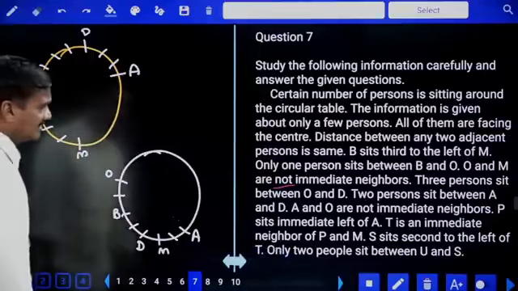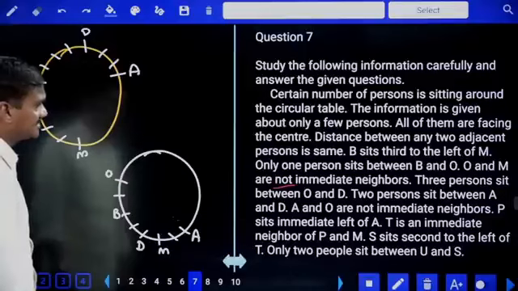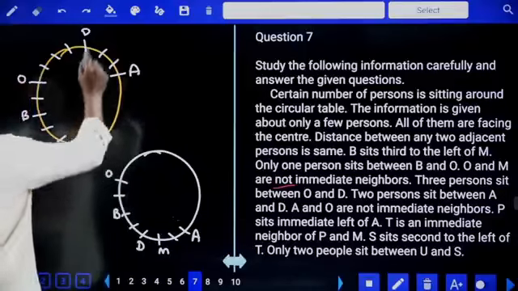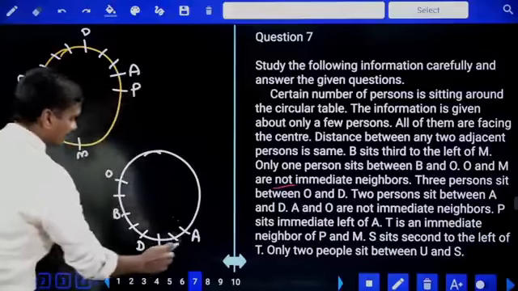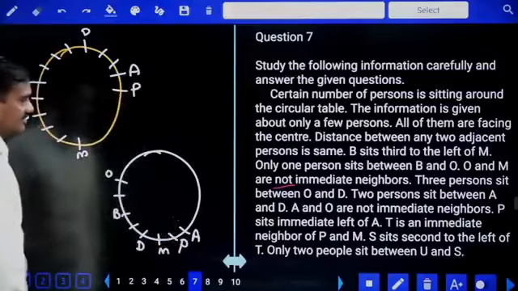And next one, A and O are not immediate neighbors. P sits to the immediate left of A. Now P is to the immediate left of A.